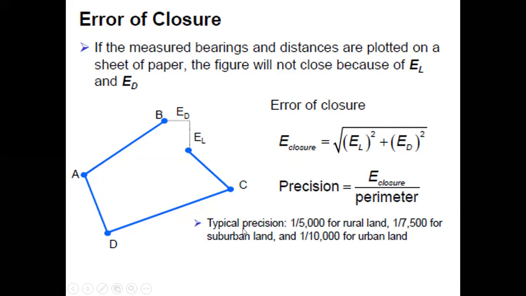Typically, the precision value for rural land is 1 over 5,000. Take note that the precision should be expressed to unity, so the value of the numerator should be 1 over a certain value. Then for suburban land, the precision value typically is 1 over 7,500. And for urban land, 1 over 10,000.